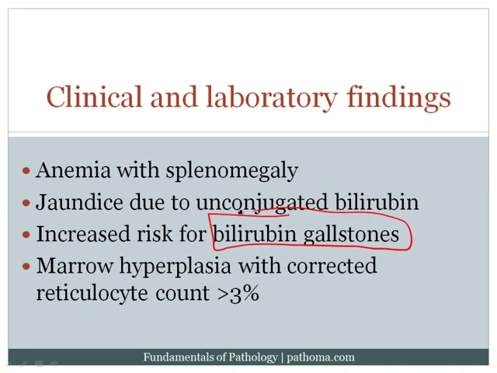Finally, the patients are going to have marrow hyperplasia. Why would they get marrow hyperplasia? Because the bone marrow is fine. There's no problem in the bone marrow, and so there will be hyperplasia of the cells of the bone marrow, and the reticulocyte count will increase because the bone marrow will begin to pump out as many baby cells as possible. And so we'll have a corrected reticulocyte count of greater than 3%.